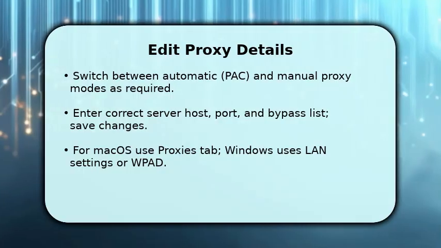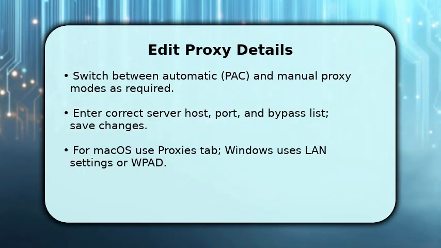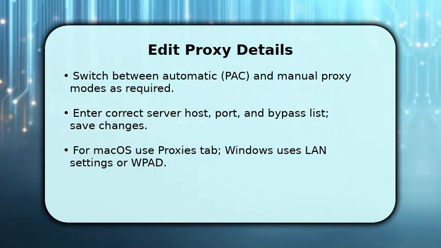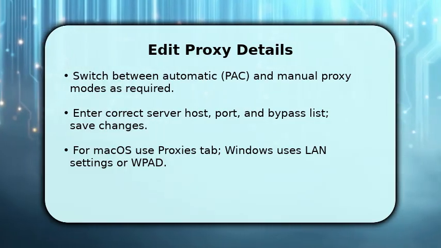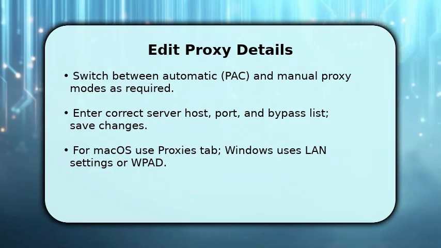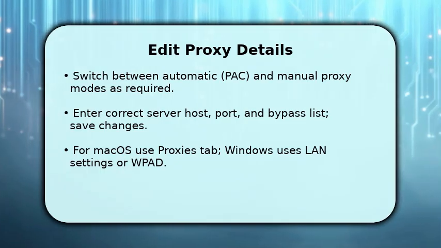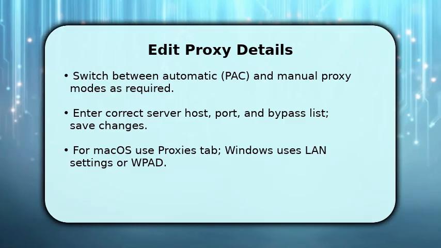Now edit the proxy configuration itself. Choose Automatic Configuration with a PAC URL when your network provides one, or Manual Mode if you have a specific host and port. You'll enter the server address, numeric port, and any bypass domains like 127.0.0.1, or intranet hosts, because these determine which requests skip the proxy. On Mac OS, use the Proxies tab. On Windows, use LAN settings.